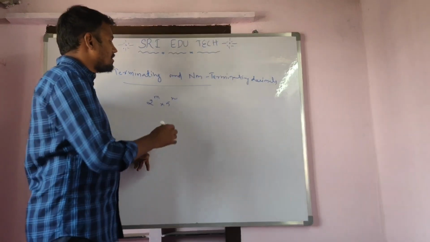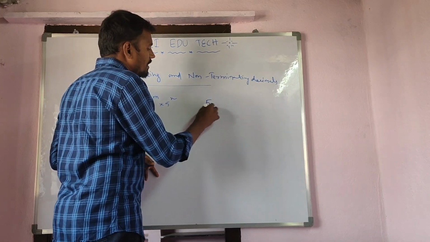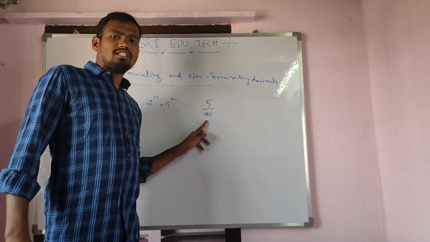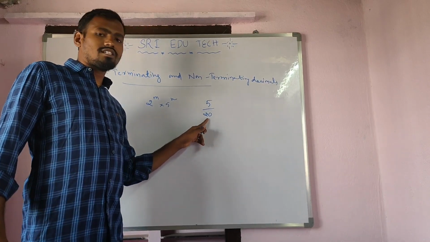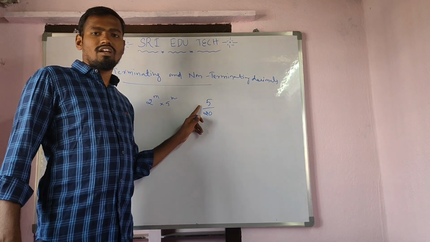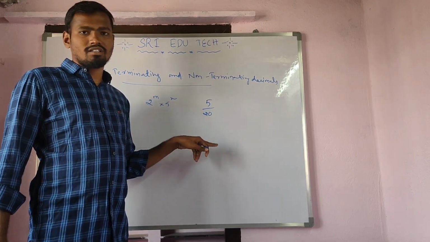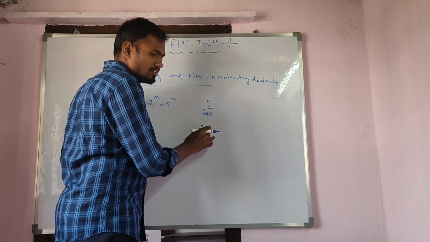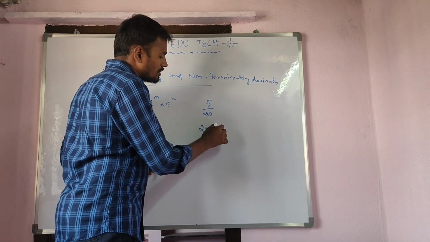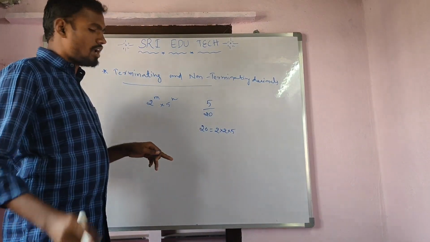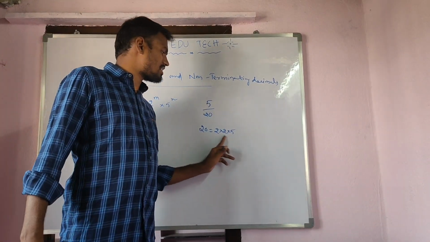For example, 5 by 20. Take the denominator 20. If 20 satisfies the condition, then it is terminating. Otherwise, it is non-terminating. Let us see here. 20 is equal to, write the factors of 20, means 2 into 5, amma. Right? We have a doubt. So how can we get these factors?